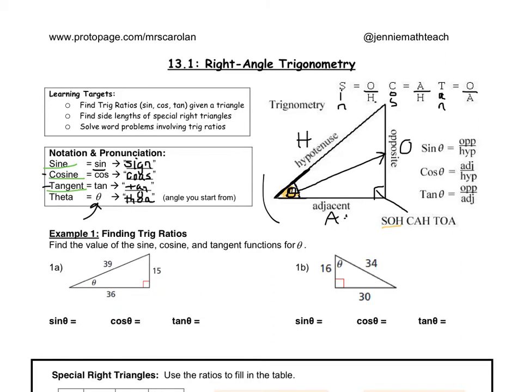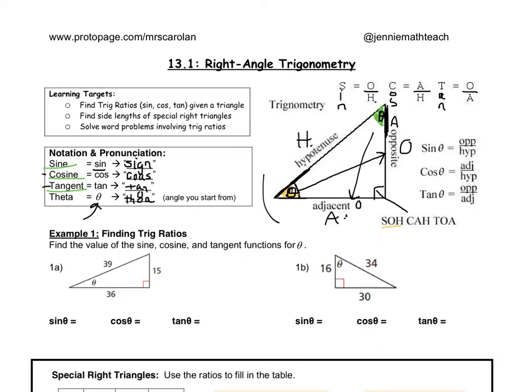Let's think about how it would be different if theta was this angle up here. Think about that for a second. What would change? If theta was up there, the hypotenuse would still be the hypotenuse, but the opposite side would then be that one, and the adjacent side would then be this one. So always pay attention to which angle is your theta.